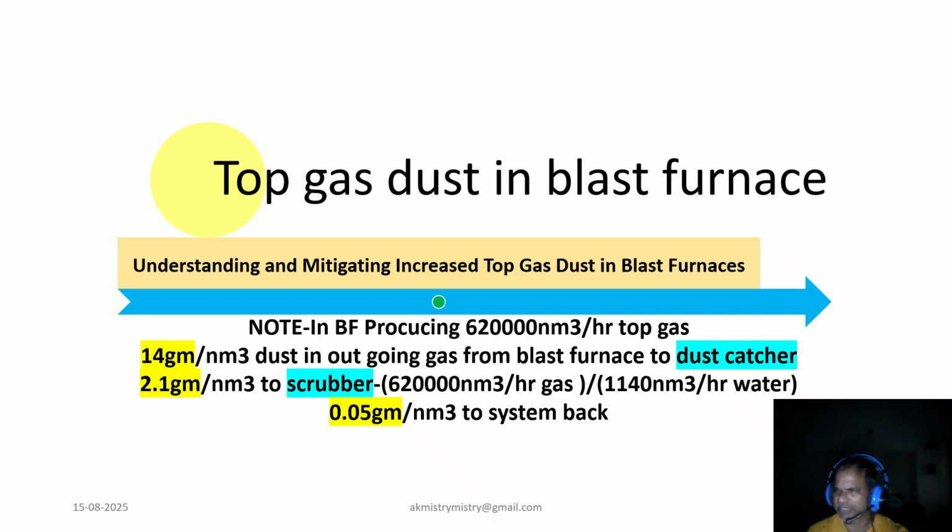This typical breakup has been taken to make the blast furnace team aware of what sort of size distribution occurs across the system when outgoing gases go from the dust catcher to the scrubber and from the scrubber finally to the TRT inlet end. Now let's understand what this means and how we can address it.